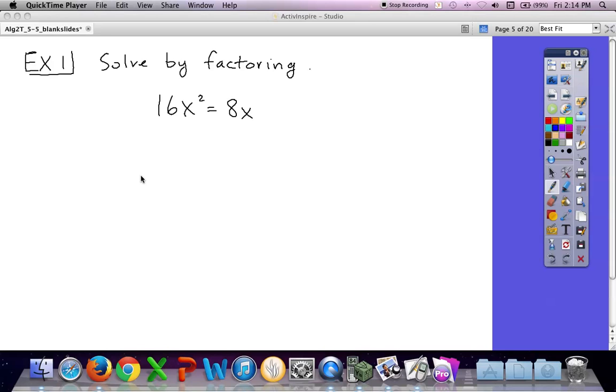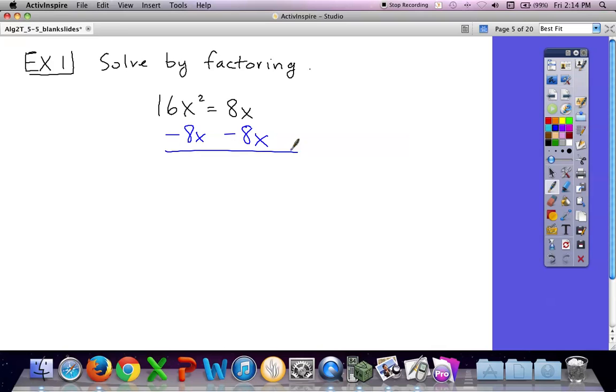You could do either one, but usually you try to keep the highest power term, in this case squared, positive. So it makes more sense to subtract like this. Could you do it the other way? Sure you could, especially in this case. So now we have 16x squared minus 8x equals 0.